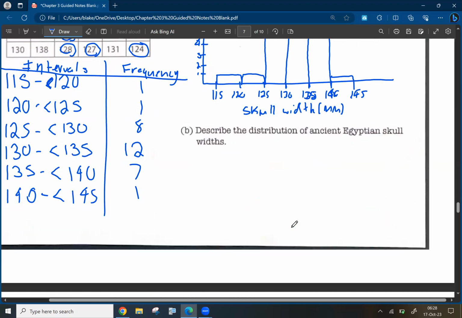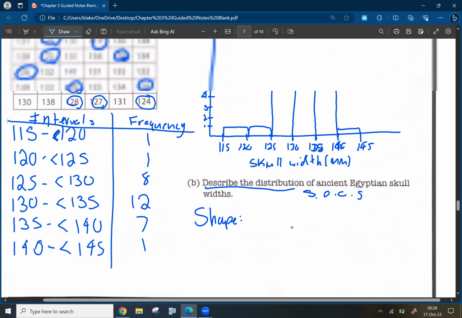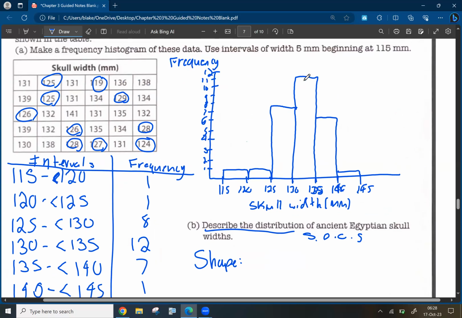All right. So now I'll finally describe the distribution. So remember, describe the distribution. This is where you should think of SOCS, right? Shape, outliers, center, spread. So shape, start with that. I would say roughly symmetrical. It kind of peaks near the middle-ish here.